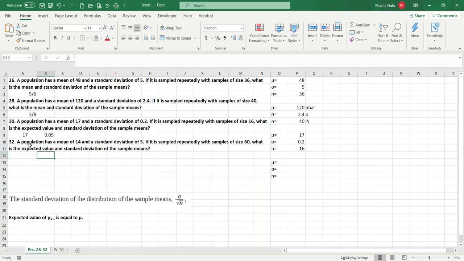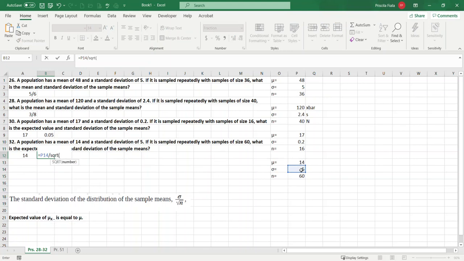There we go. So now a population has a mean of 14, a standard deviation of 5, and you repeat 60 times. Again, what is the expected value? The expected value is equal to my mean. And what is my standard deviation? It equals sigma divided by the square root of my sample size, which is going to be 2 divided by 3, or about 0.65.